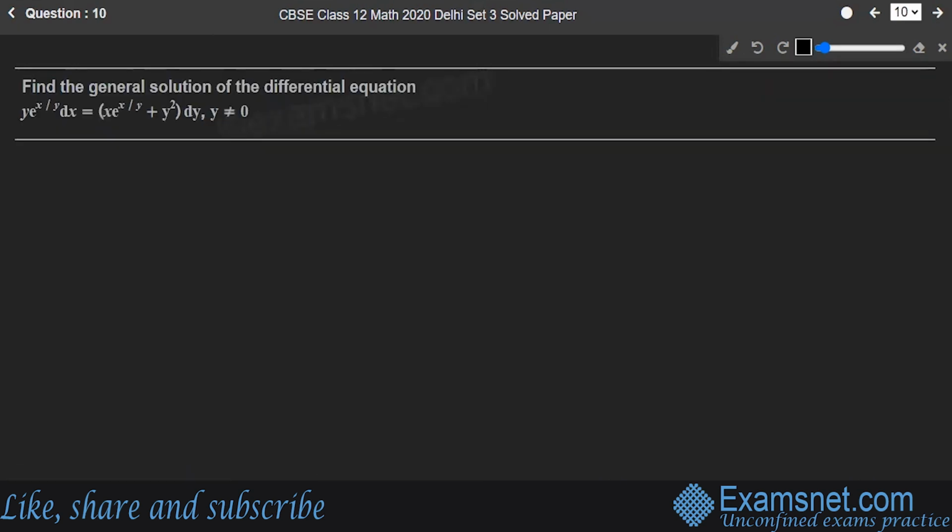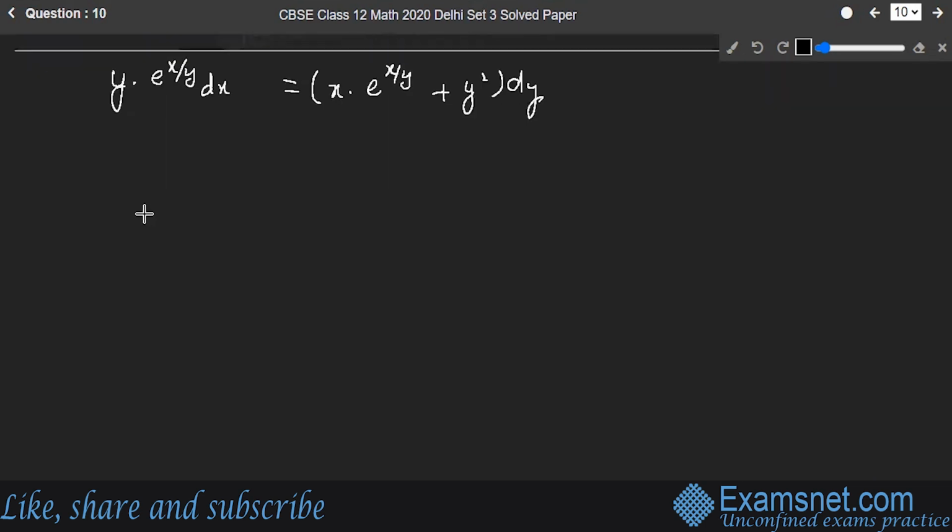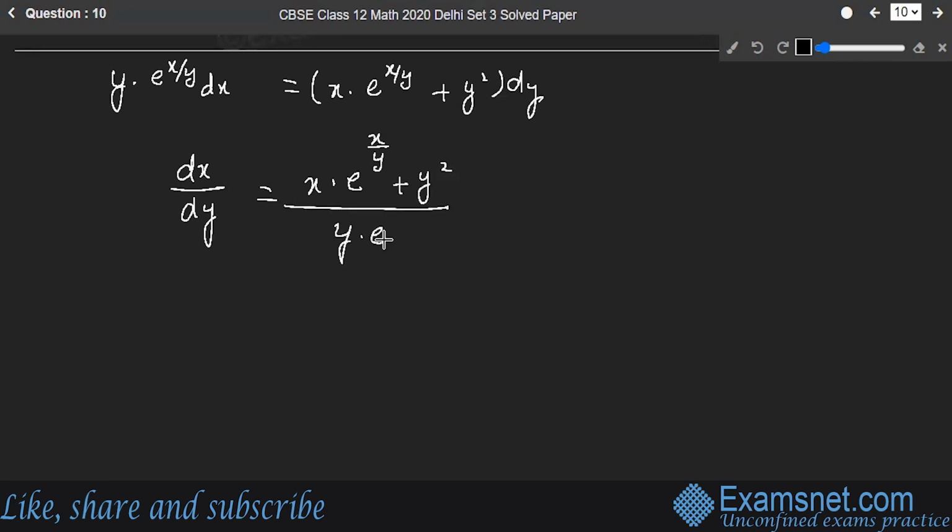Next is question number 10. In this question number 10, you have to find the general solution of the differential equation y into e raised to power x upon y dx is equal to x into e raised to power x upon y plus y squared into dy, where y is not equal to 0. So let's write it. I will write it like dx upon dy is equal to x into e raised to power x upon y plus y squared, whole divided by y into e raised to power x upon y.